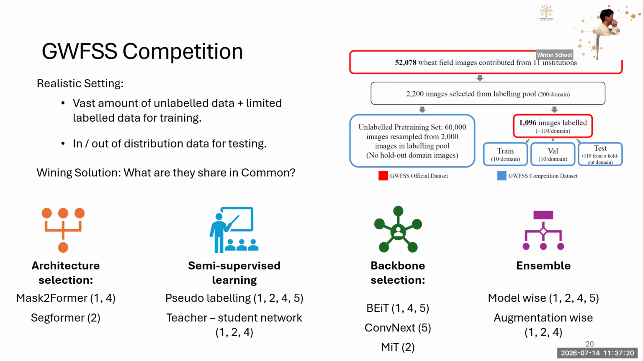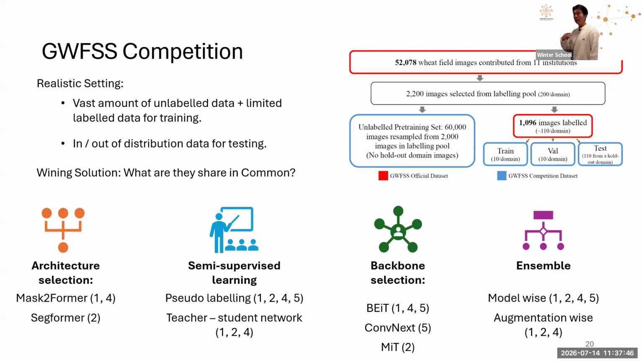This is because with our field sensors, I believe everyone can capture a huge amount of unlabeled raw data, but doing the actual annotation is really time consuming. So this is why we propose this kind of setting, right? And we also use in-domain and out-of-domain data for testing, and in-domain data for the validation.